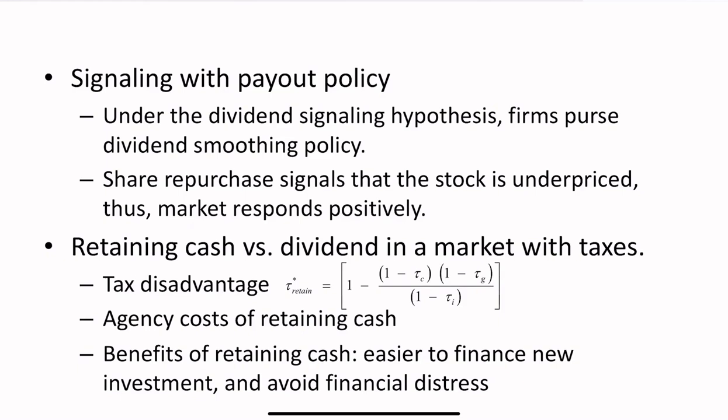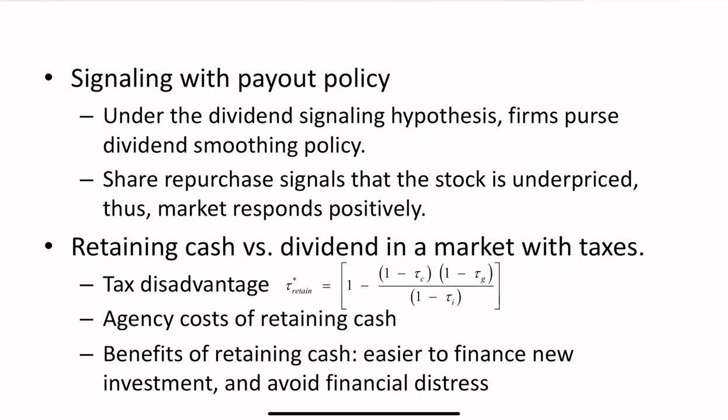So the explanation is firms want to use dividends to signal to their shareholders that they have good prospects, right? And you can imagine that if a firm cuts its dividend, then this basically signals the firm has bad prospects. So this will make the firm's share price drop.